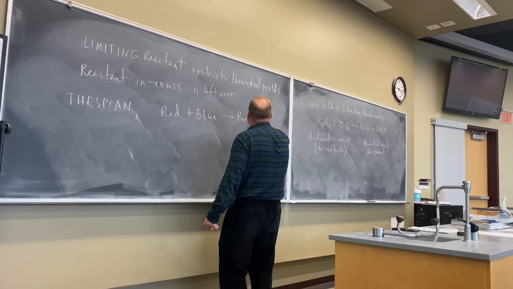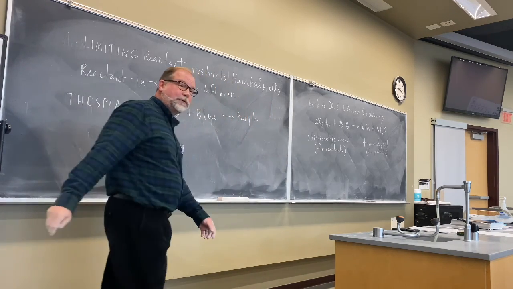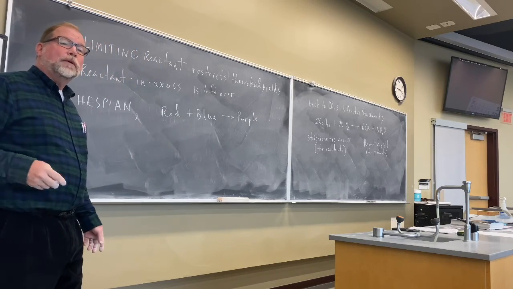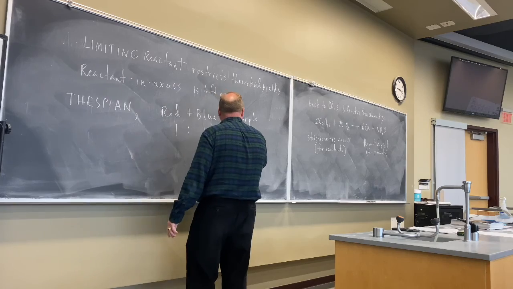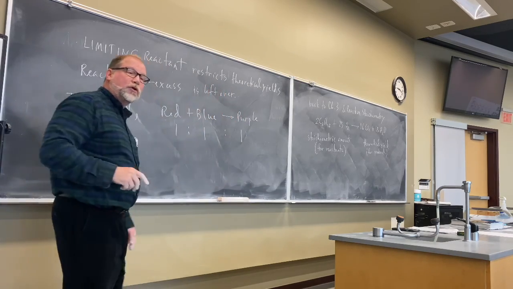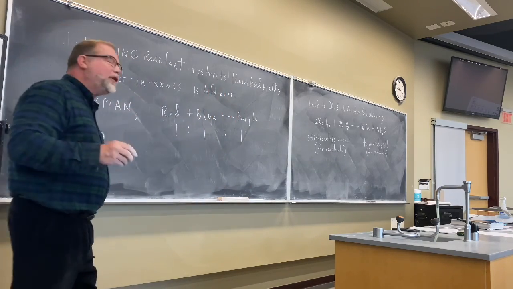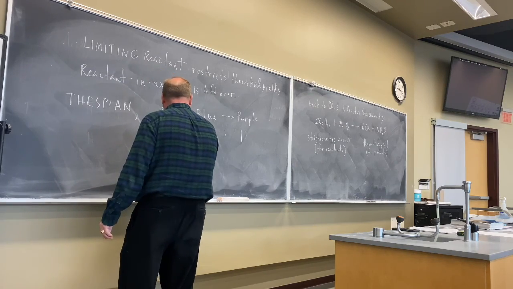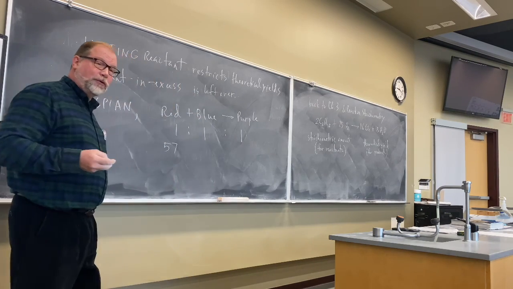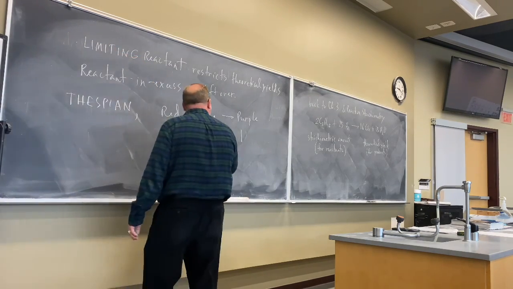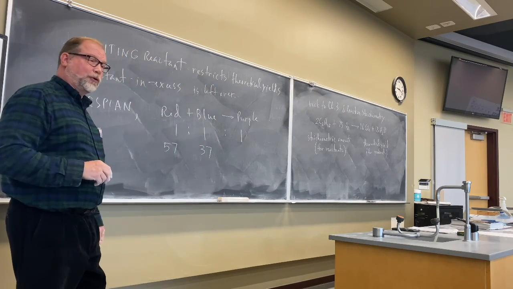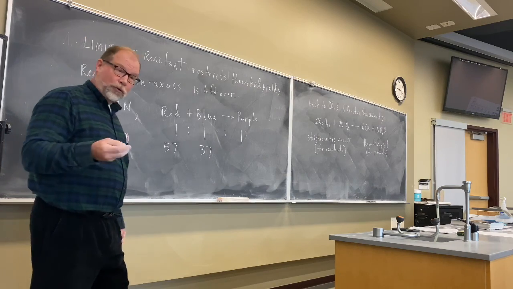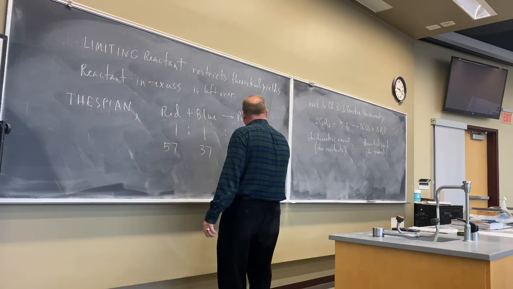So, let's set this up like it's some sort of a chemical process. Now, the stoichiometry here is 1, 1, 1. So we scurried around, and when everything was over and done with, we found 57 red filters, but we only found 37 blue filters. How many purple filters could we make? 37. So, see how easy this is?